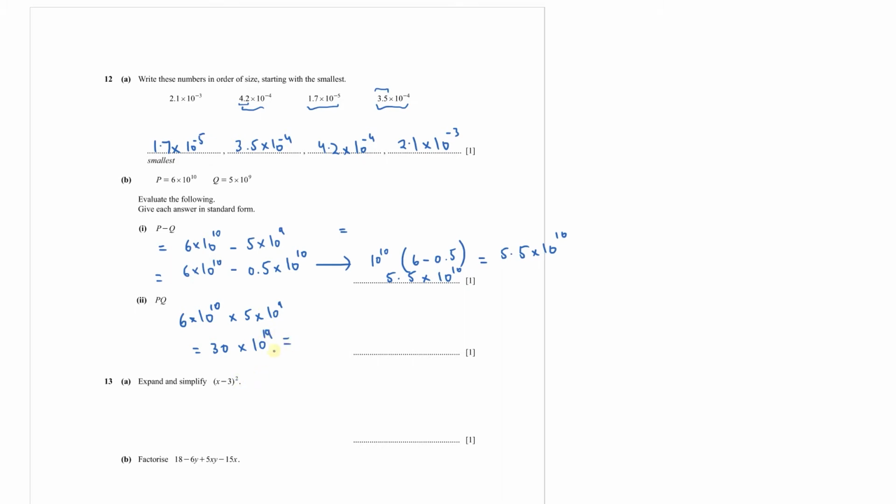And you have to convert it into standard form. So I'll move the decimal one place to the left. That means I will increase the power by 1. So 3 into 10 power 20 will be your answer.